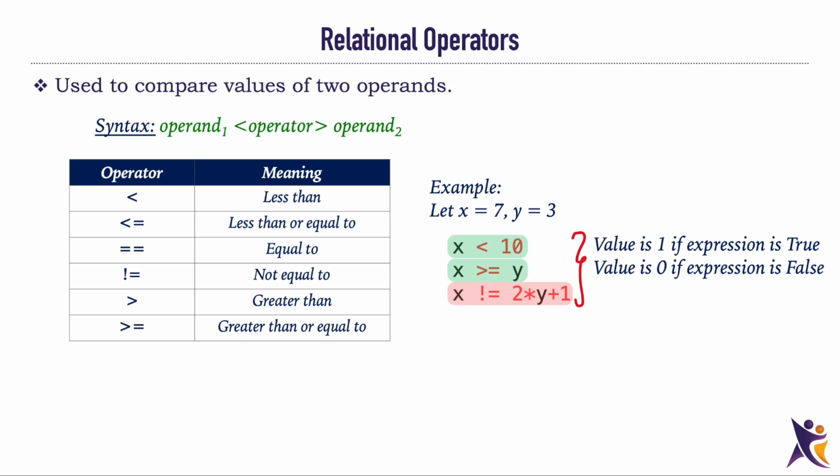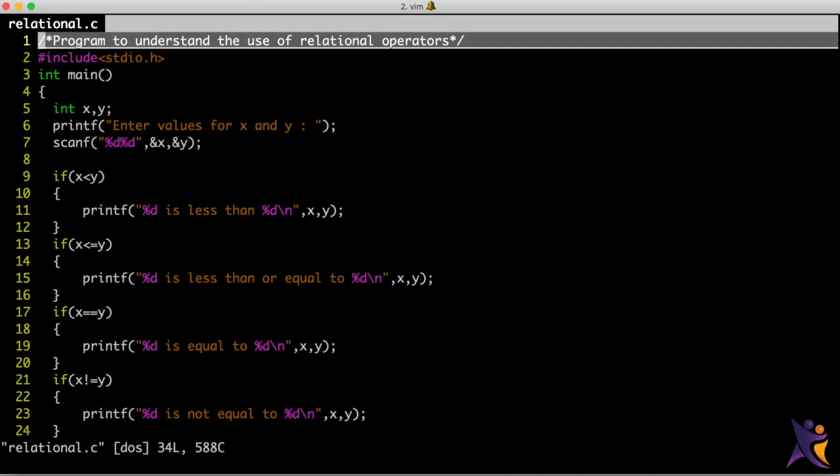This is how we check the relationship between the operands. If you see these three examples, the operands can be either constants or variables or even expressions, on either side of the operator, right? Let's look at a simple program to understand the relational operators. As usual, we start the program with the description of the program, which states what exactly the program is doing, right?